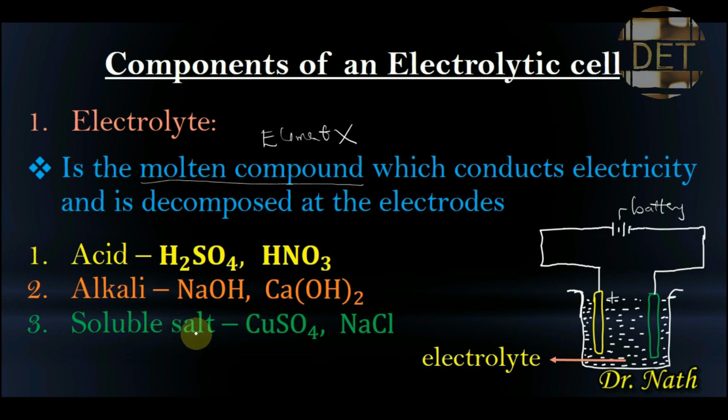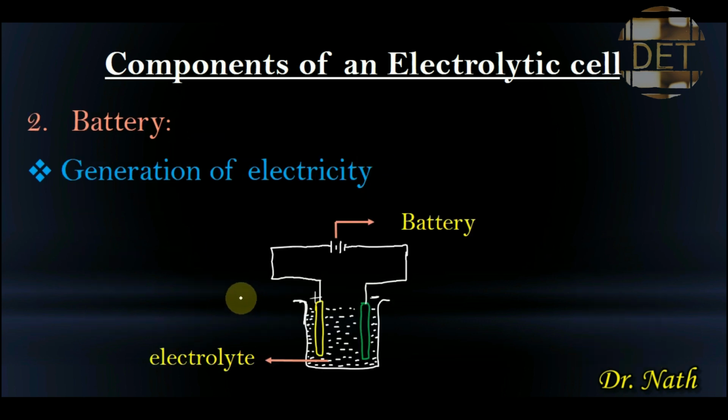So having known what the electrolyte is, let's look at the next component of the electrolytic cell, which is the battery. The main function of the battery is generation of electricity. Once the battery is connected, electric current is generated, and that current flows into the electrolyte through the anode, and from the electrolyte it goes into the cathode, and then the current is conducted out. So the main function is just the generation of electric current.